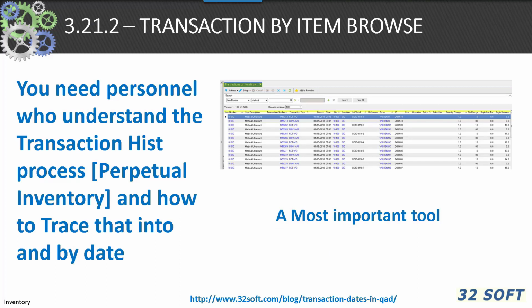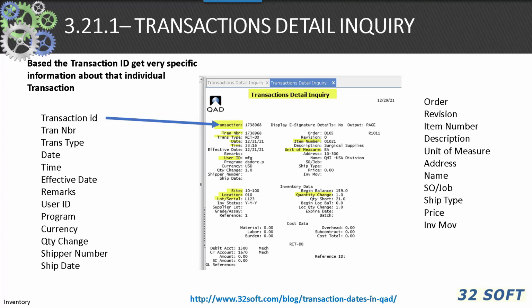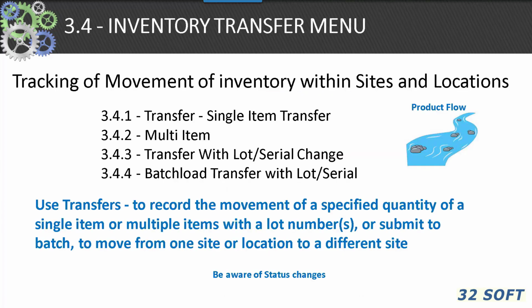Probably your most important tool in recall is your 3.21.2 transaction by item. You should be able to trace each one of these transactions. Each one should be well documented. You should know how to trace that for a recall. The 3.21.1 transactional info, just based on the transaction ID, you can get a whole bunch of good information, such as user, what program, quantity changes, etc.